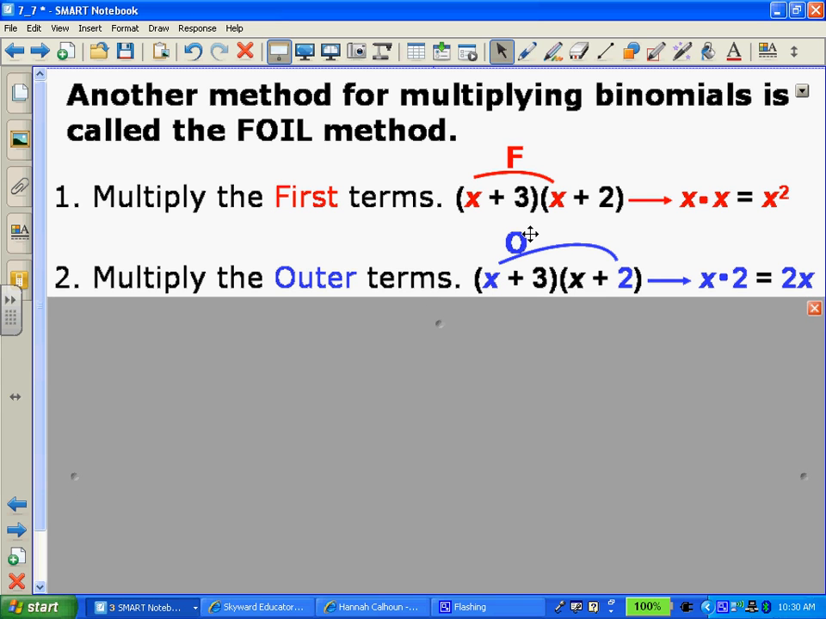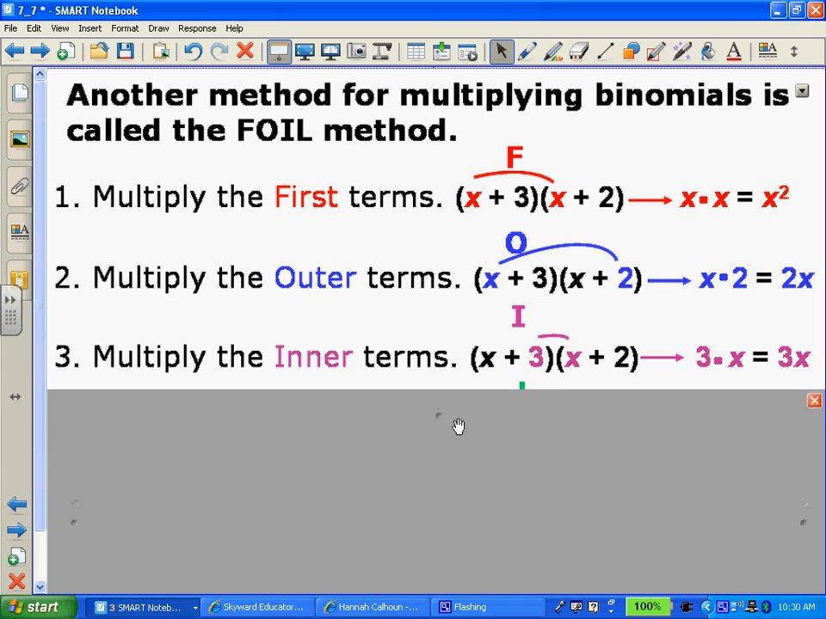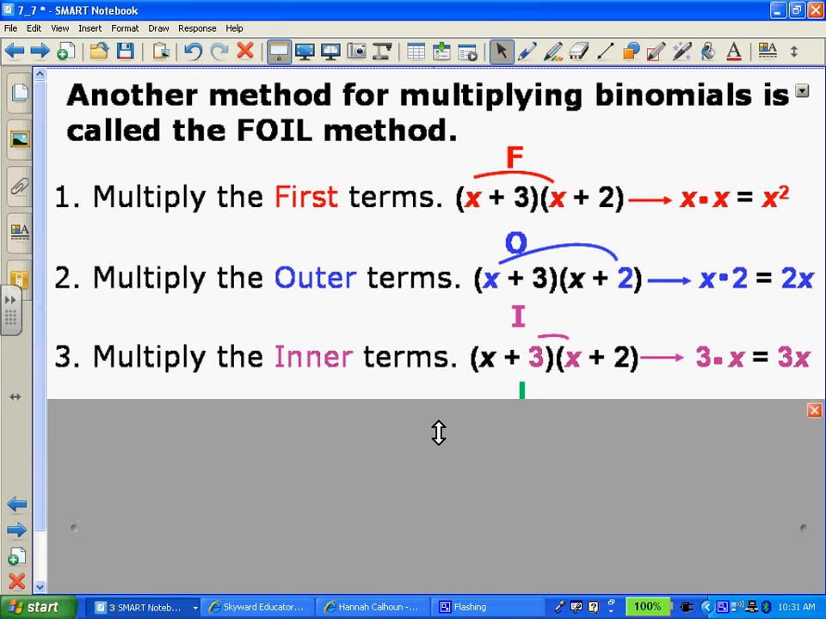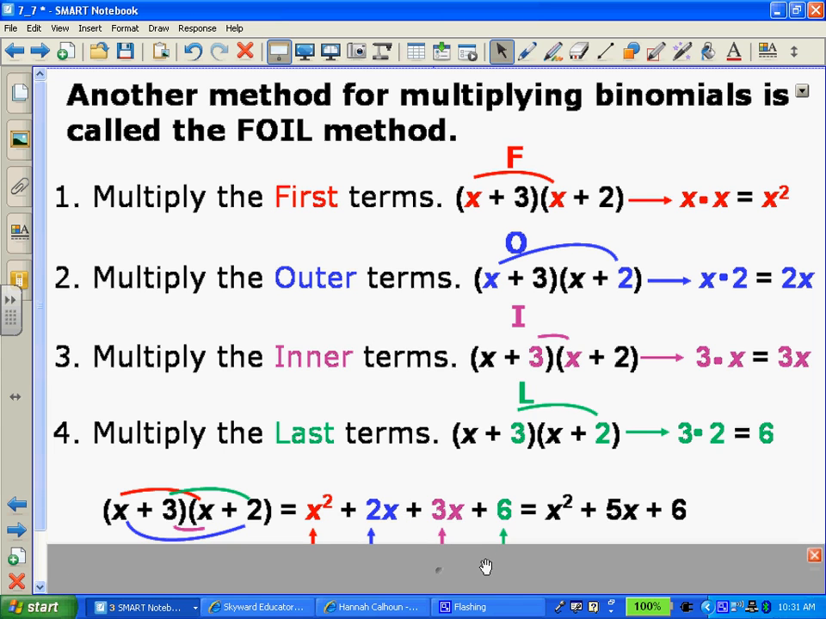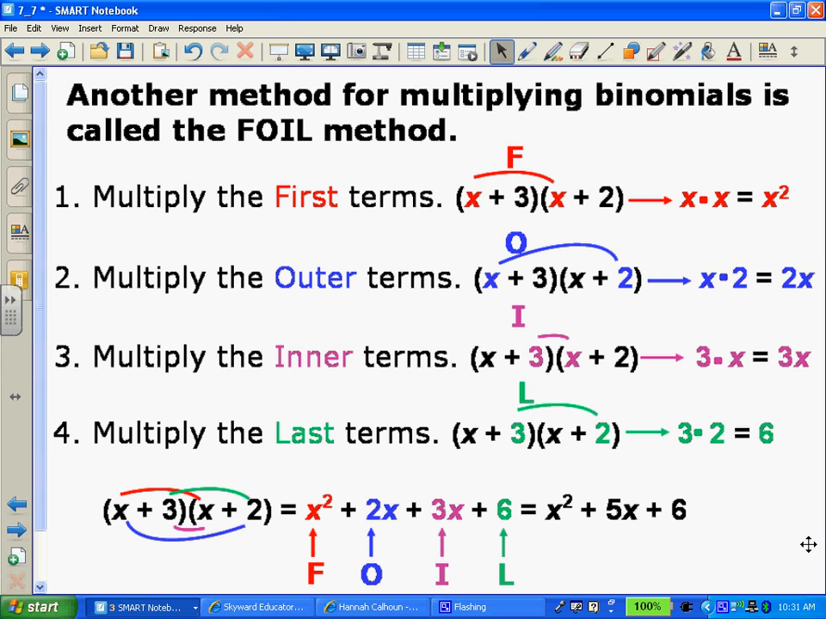Multiply the outside terms. That's what the O stands for. So that would be the x and the 2. Those are the outside terms. So I'd get 2x. Then the inner terms, 3x, right? Inside terms. And the last terms, 3 times 2, I get 6. So therefore I end up with x squared plus 2x plus 3x plus 6. Combine like terms, I get x squared plus 5x plus 6.